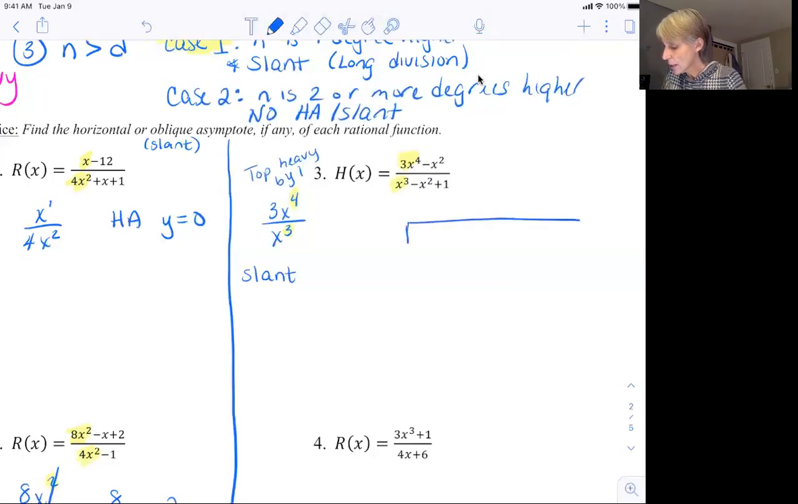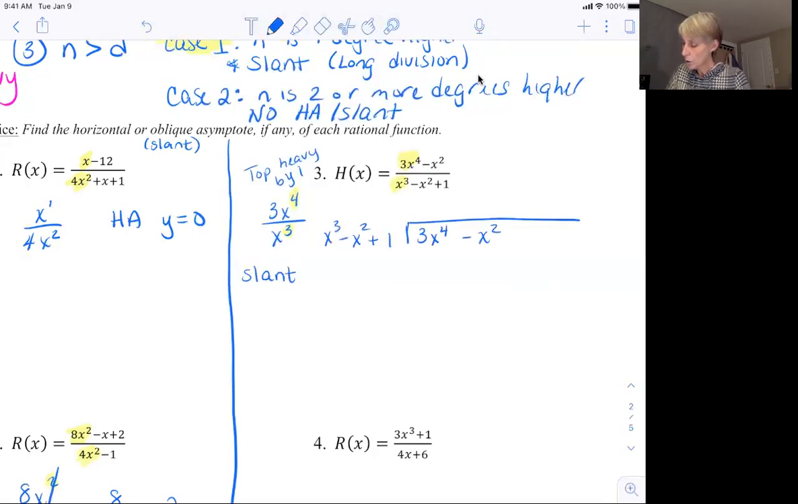I can't use synthetic division for this one because I'm not dividing by x minus c. If you were dividing by like x minus 2, then you could. But because this is a more complicated polynomial, we have to use the long division. We reviewed this last week, so I'm going to go quick.